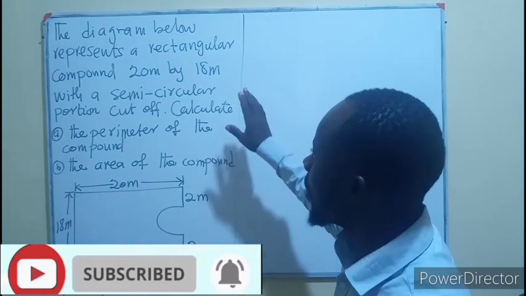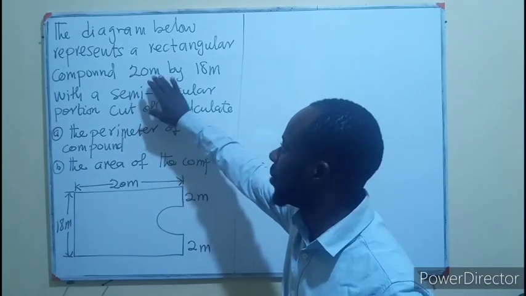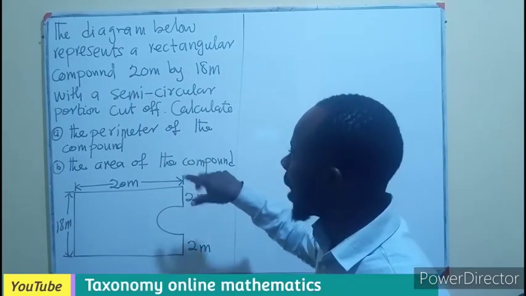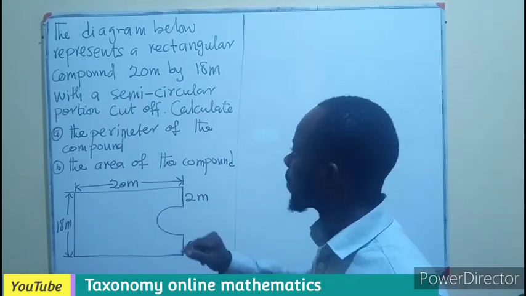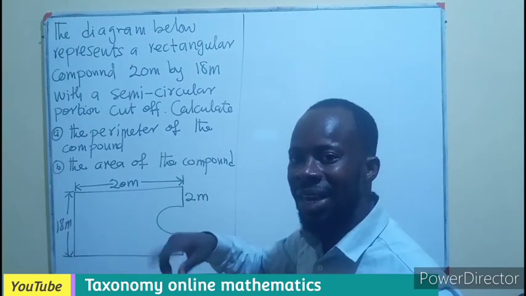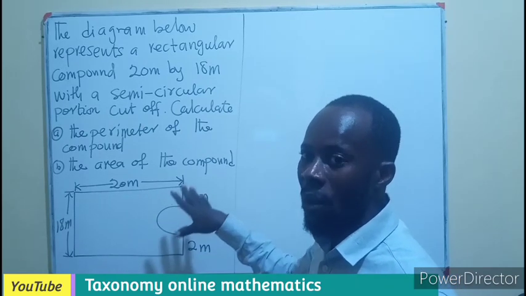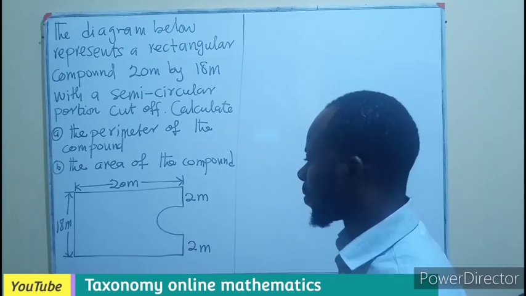The diagram below represents a rectangular compound of length 20 meters and breadth 18 meters with a semicircular portion being cut off. So we have to find the perimeter of the compound. We know perimeter is just the distance around a certain field. This is a compound because it's made up of two rectilinear shapes.